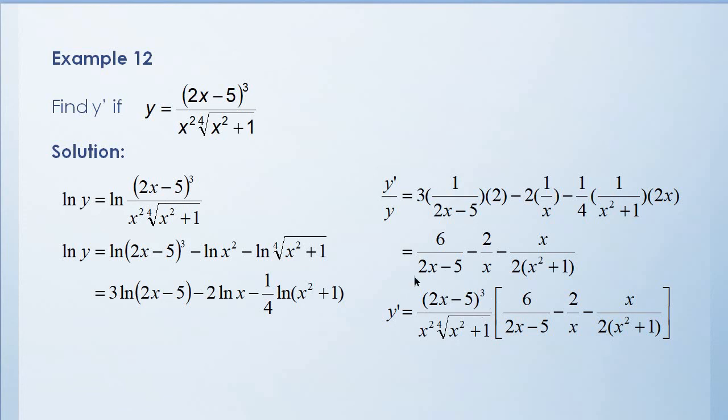And some students might ask why we still have this, because don't forget here it is y prime divided by y. So after dividing, dy/dx will be the whole thing, y multiplied by the things here. So y is equal to (2x minus 5) power 3 and so on. So this is y multiplied by what we have for the right hand side here.